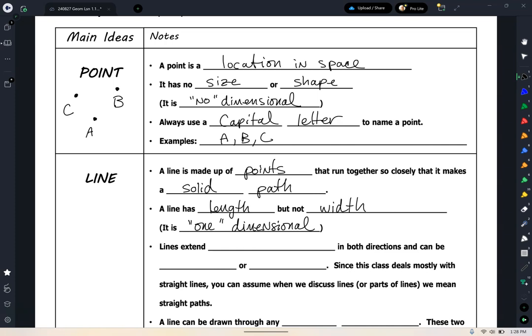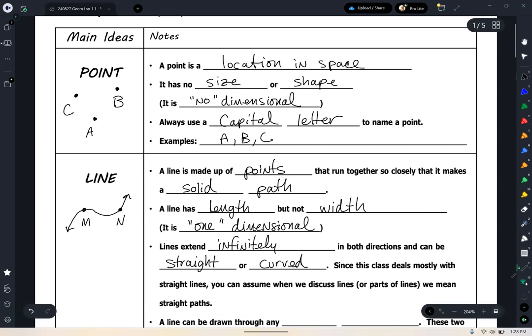Now, lines extend, as I said, infinitely in both directions, and they can be straight or curved. So we could have an example like this. Draw that and put a little M there and put a little N there. Or we could have an example that looks like this.